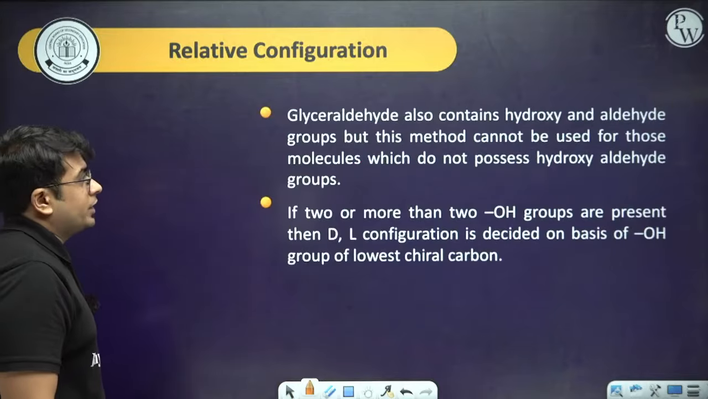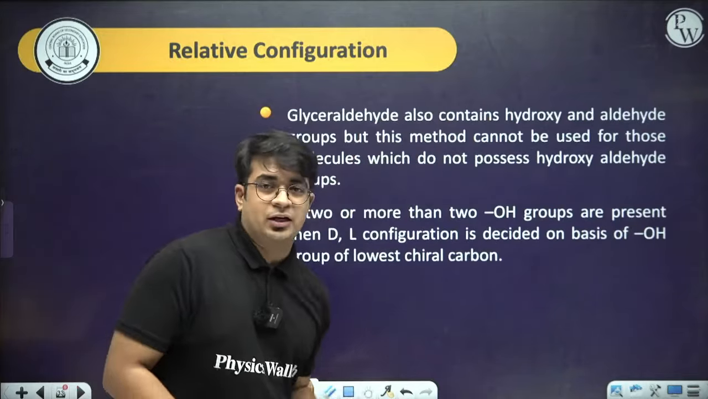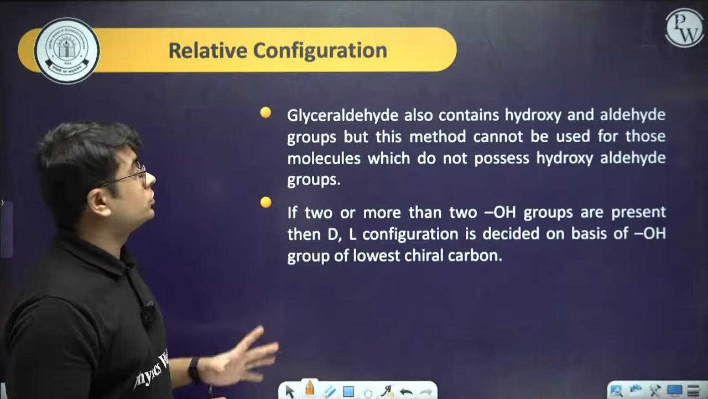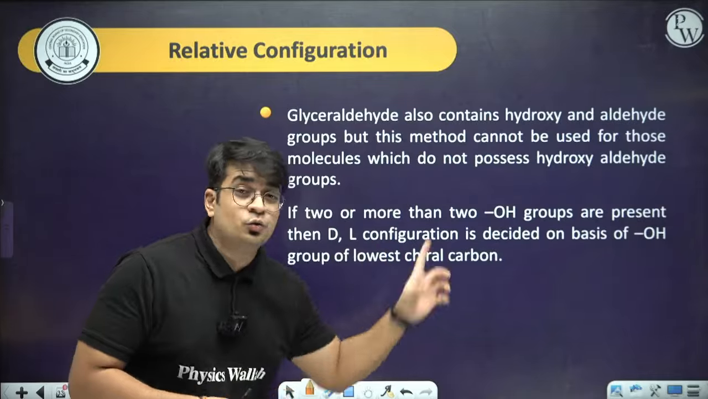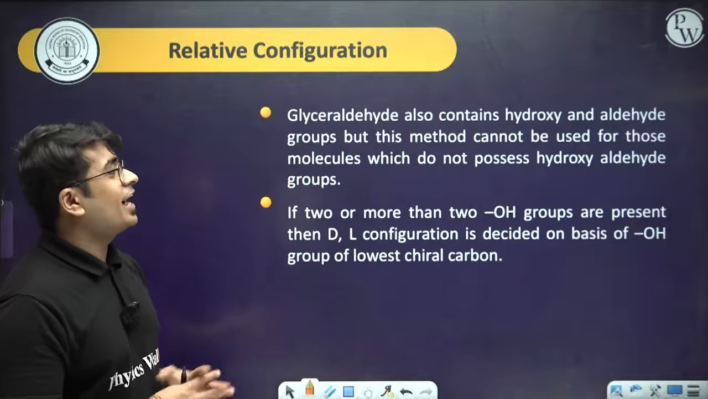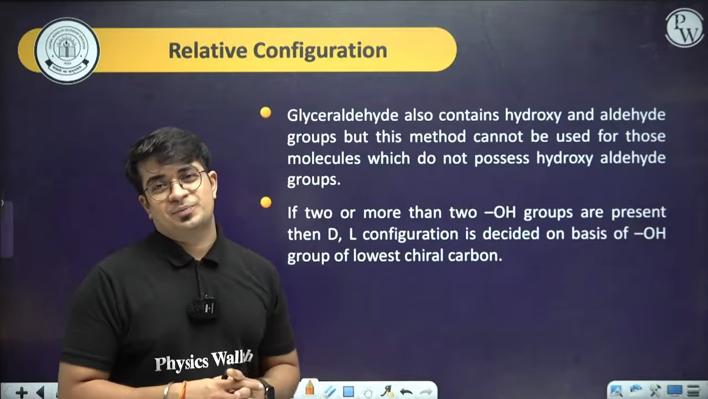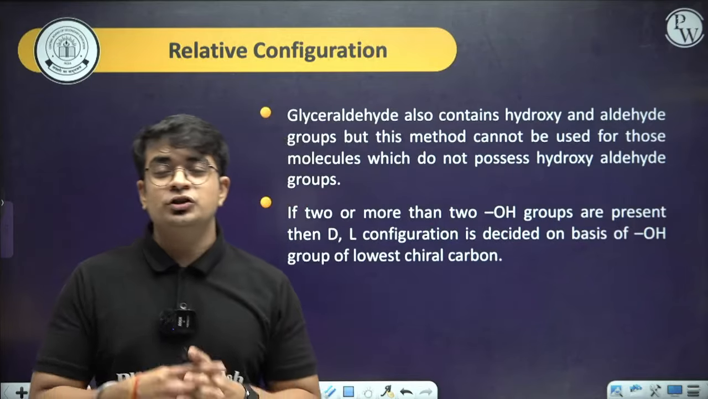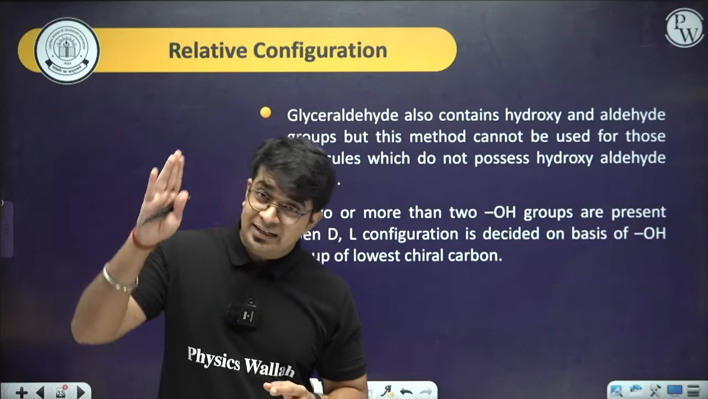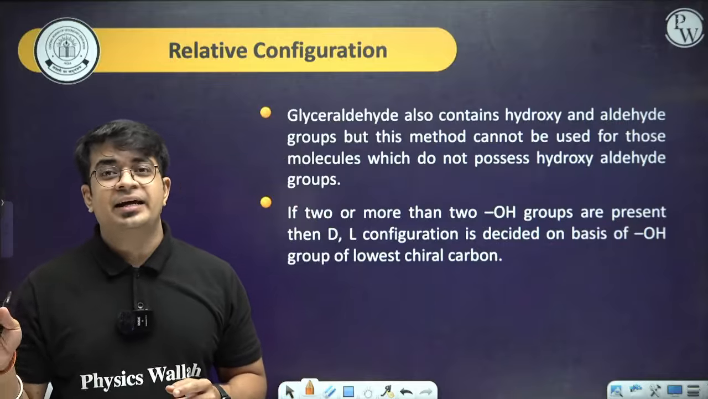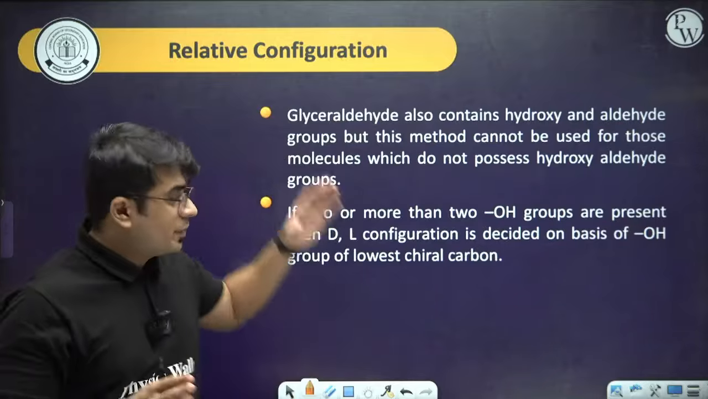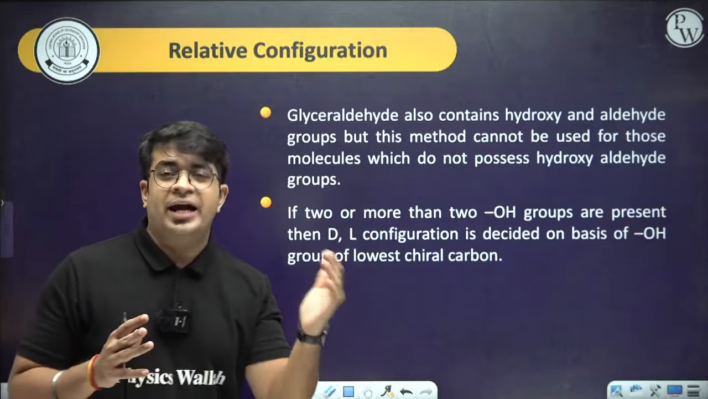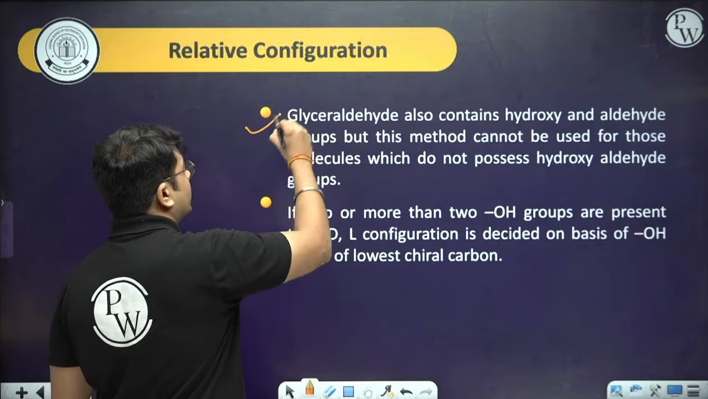In this particular case, glyceraldehyde also contains a hydroxyl group and an aldehyde group, but this method cannot be used for those molecules which do not possess any hydroxyl aldehyde groups. If you do not have that part, then there is nothing for the comparison, because you need a reference standard, and that reference standard actually contains aldehyde as well as OH group. So you need to make sure that the molecules which I am comparing should also have this OH and CHO group. I hope this part is clear.